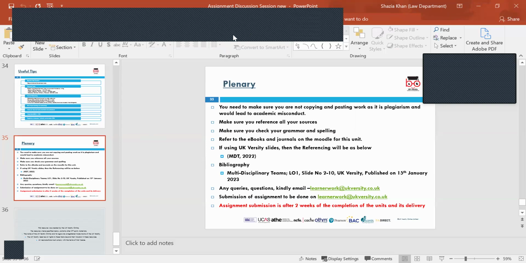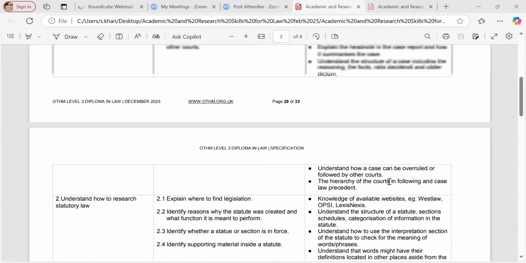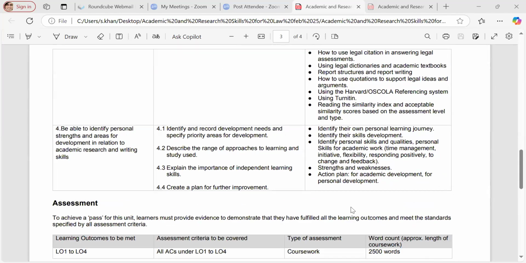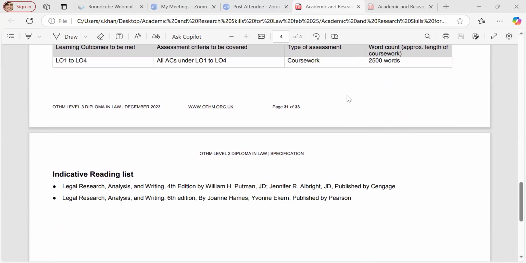Before I finish this session, I just want to show you the assignment brief and how it looks, so you've got a little bit of an idea how it looks and where it's available. It's available for you on Moodle, like the unit specification. I'll show you that first. This is the unit specification, available on Moodle, and it gives you an idea of what is expected, what the mandatory and optional requirements are, the grading, the aim of each indicative content and the assessment criteria for each learning outcome. The assessment is a 2,500-word coursework, and the indicative reading list is there as well for you to look at in your own time.